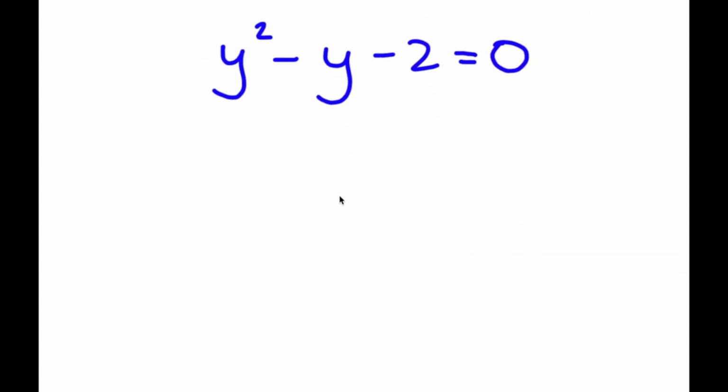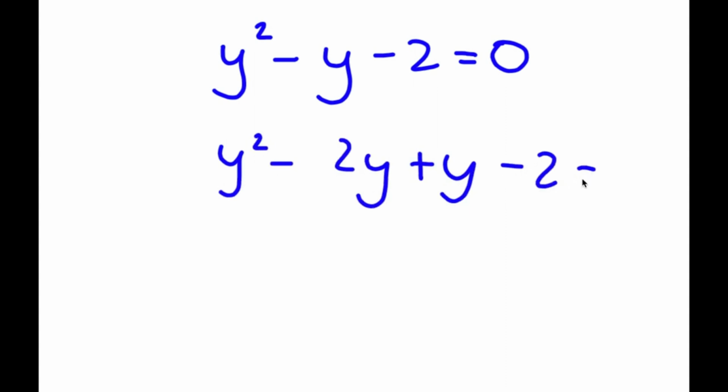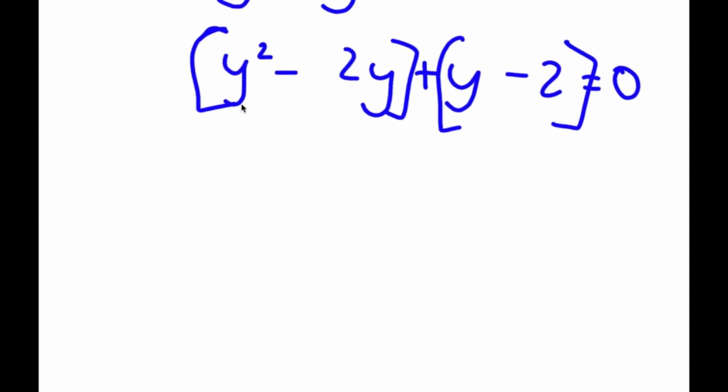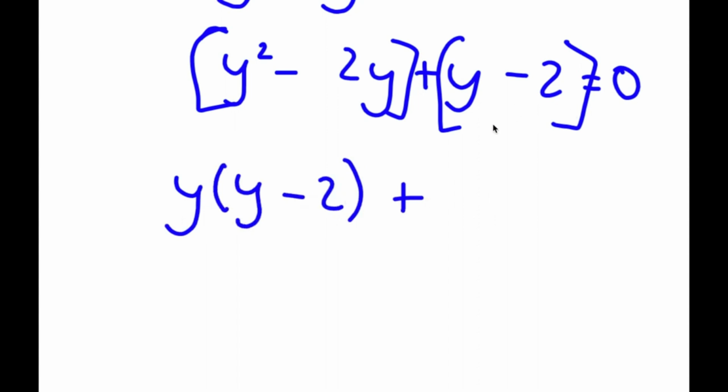So now to solve this, we're simply going to factor this. So I'm going to rewrite this as y squared minus 2y plus y minus 2 is equal to 0. And now I can factor by grouping. I'm going to factor these two together and these two together. So from y squared minus 2y, the greatest common factor is simply y. So I have y times y minus 2 plus, from y minus 2, the greatest common factor is simply 1.